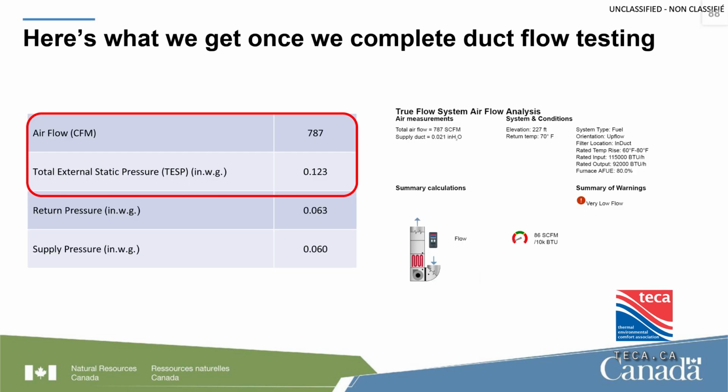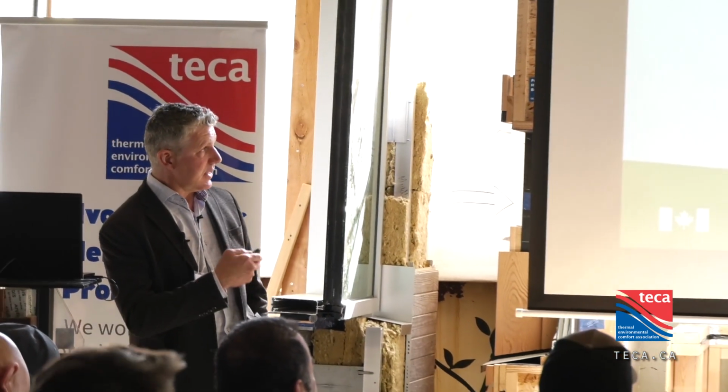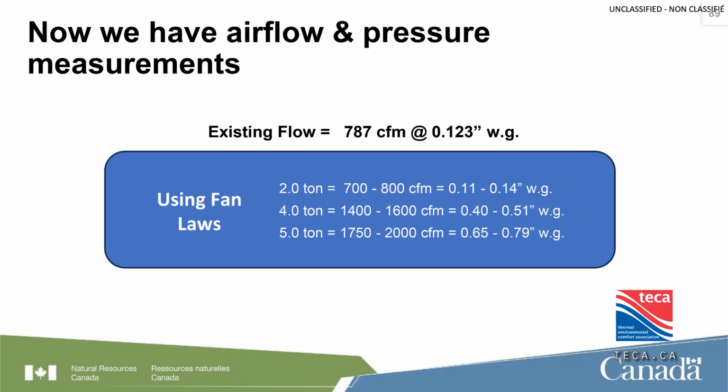So by doing the test on this case study home, we realized that the airflow was at 787 CFM and the total external static pressure at 0.123 inches water column, which is quite on the lower side. So with this information, we're able to see what is possible with another heat pump going into this house. We know that 787 CFM would be optimal, and we have a pretty low external static pressure.